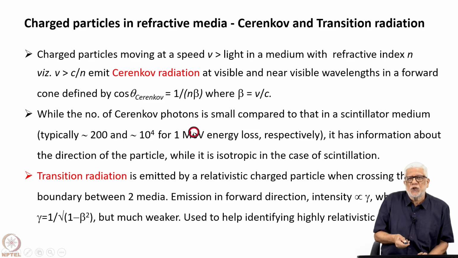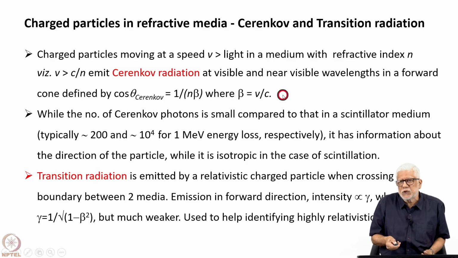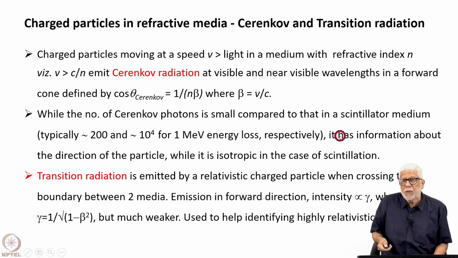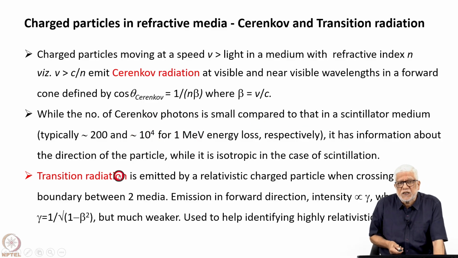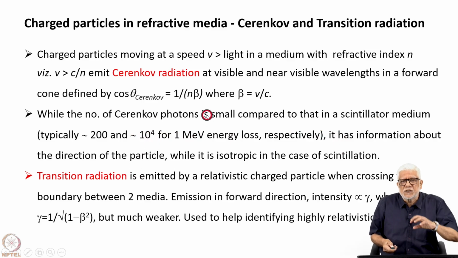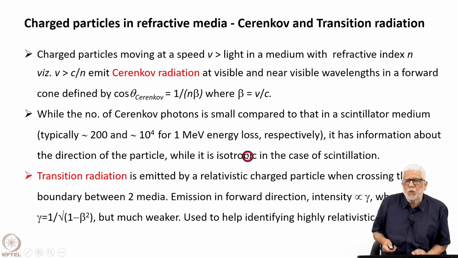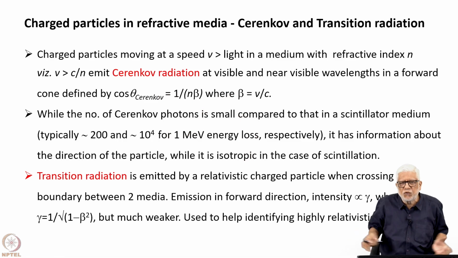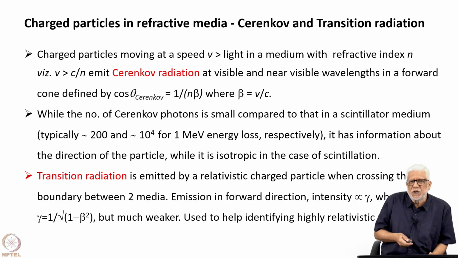The number of these photons is small compared to the kind of detector we will talk about, which is a scintillator detector. It is about 200 Cherenkov photons for 1 MeV energy loss, and it is of the order of 10 to the 4 for 1 MeV loss in a scintillator. So it is about 50 times smaller, but it has the advantage that it carries information about the direction of the particle. In a scintillator detector, you excite states in the atom or molecule, and then the de-excitation takes place in all directions in 4 pi. So you lose directional information of the original particle that created this.